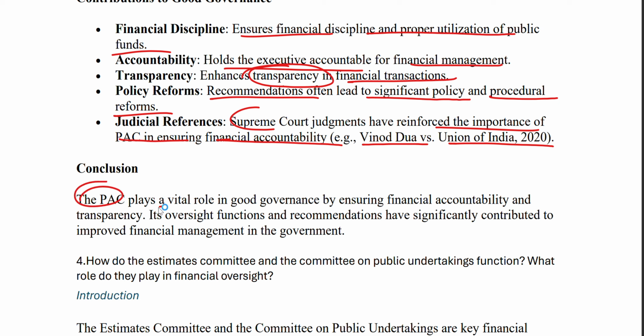PAC plays a vital role in good governance by ensuring financial accountability and transparency. Its oversight functions and recommendations have significantly contributed to improved financial management in the government.